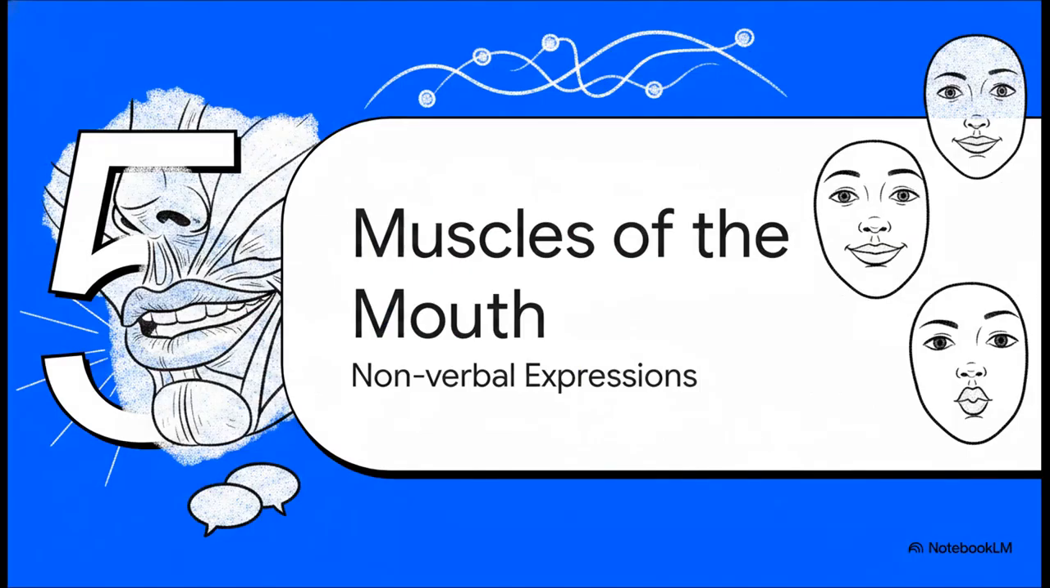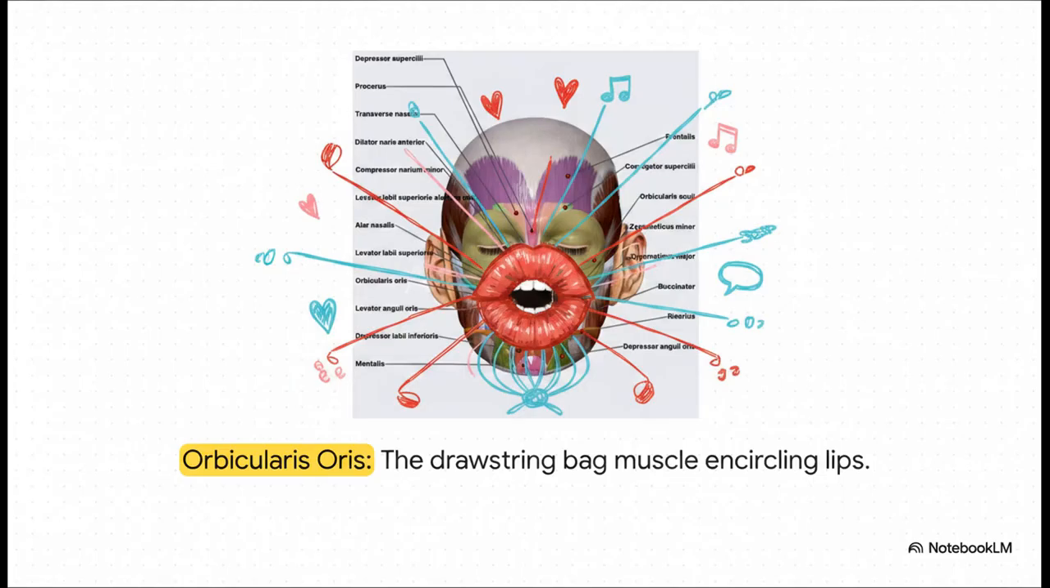All right, let's keep going. Section 5, muscles of the mouth. Now we're moving to the oral opening, which is really where the bulk of our complex, nonverbal human expressions come to life. Central to the mouth is the orbicularis oris.